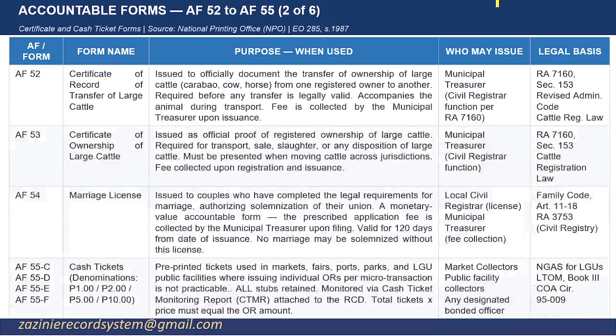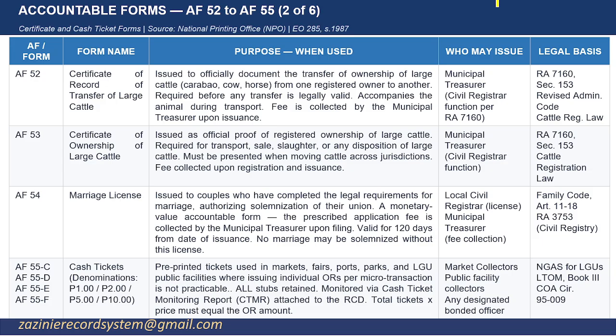Continuing through the master list, Accountable Forms 52 through 55. Accountable Form 52, the Certificate of Record of Transfer of Large Cattle, documents the transfer of ownership of carabao, cows, or horses from one registered owner to another. The transfer is not legally valid without it.